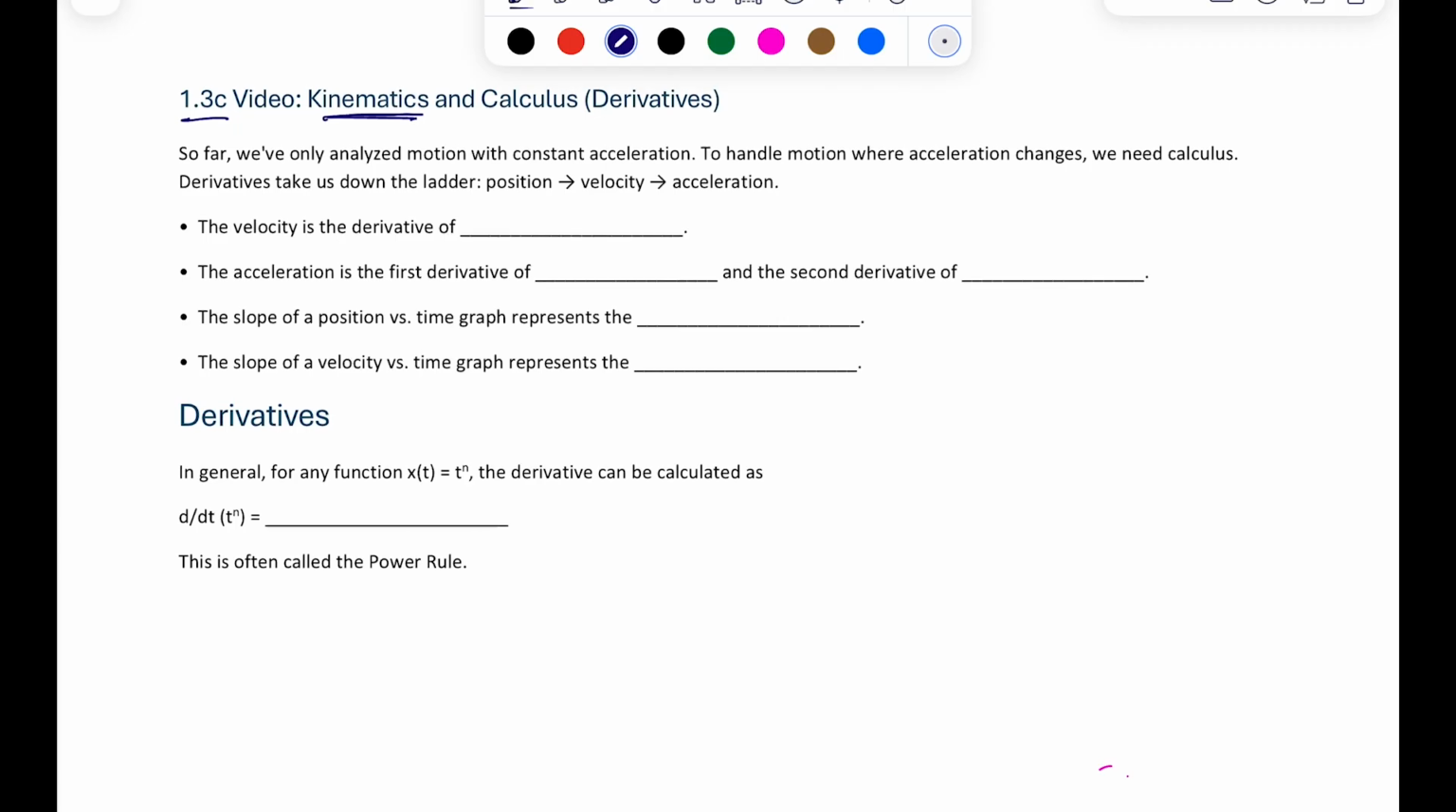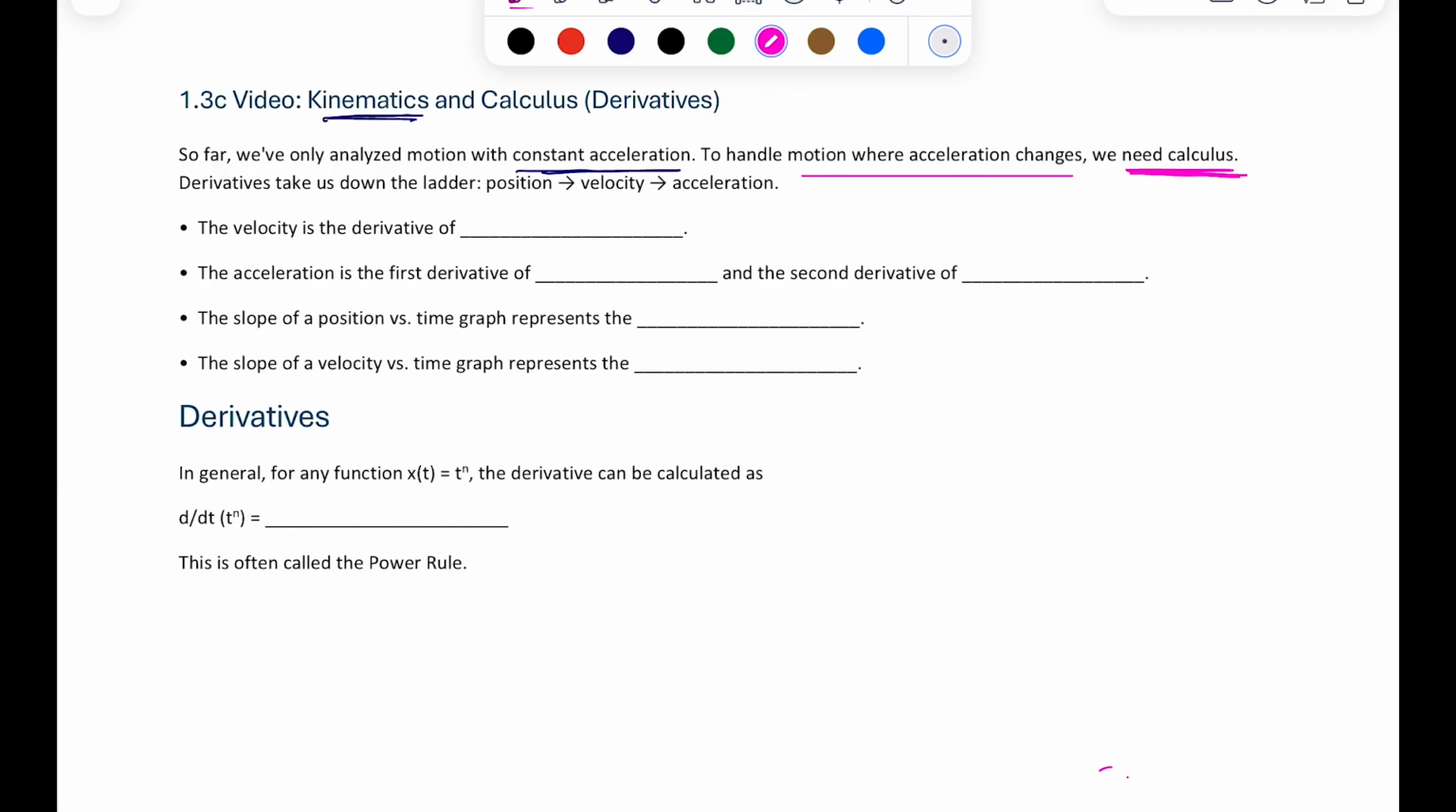So when we've been thinking about motion, we've always dealt with the idea that the acceleration is constant. The problem is there's also acceleration that changes when it's not constant. So for that, we need calculus. So we are going to now start learning about calculus.